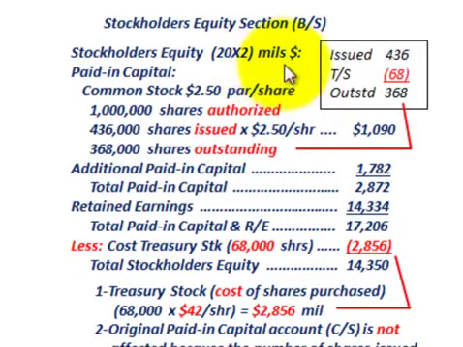So that's about how we go about just doing a very basic example and looking at how we determine our total stockholders' equity, again based on the paid-in capital, the par amount for the common stock, and then the additional paid-in capital plus our retained earnings. But we had to subtract out the cost of the treasury stock for that particular year that we're looking at.